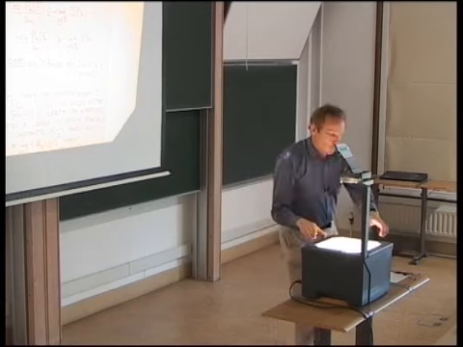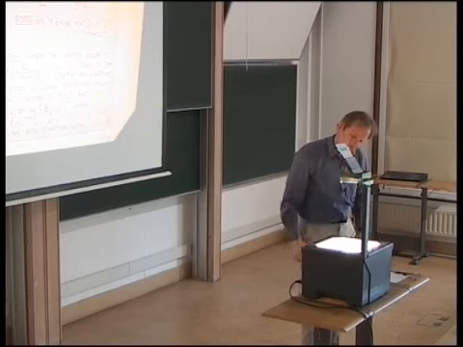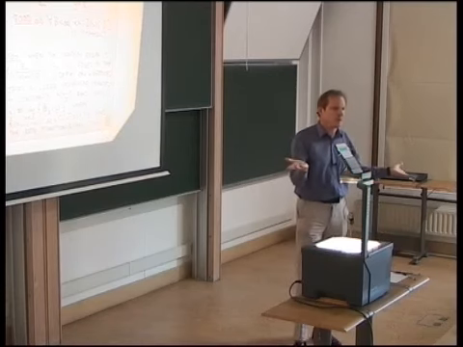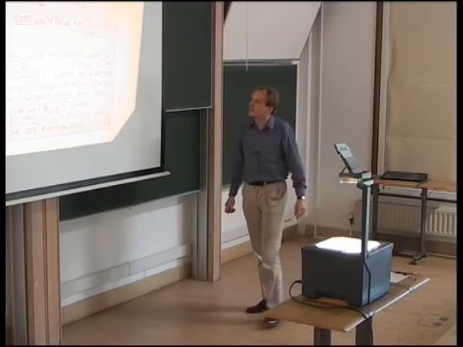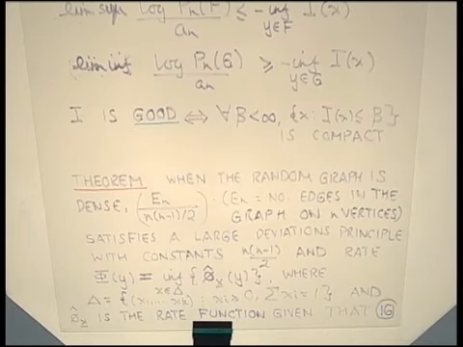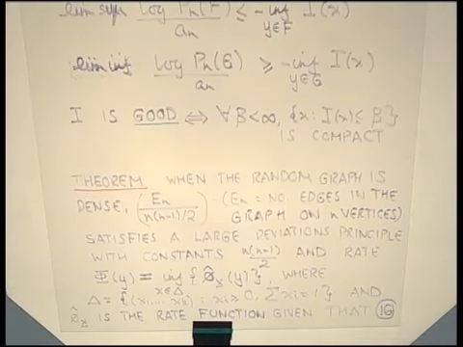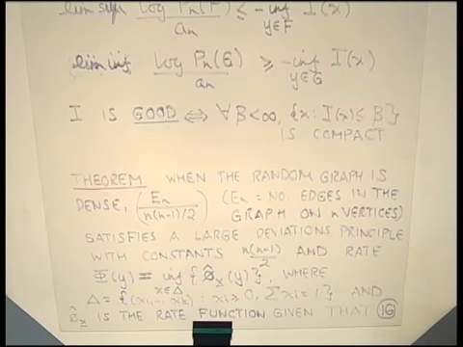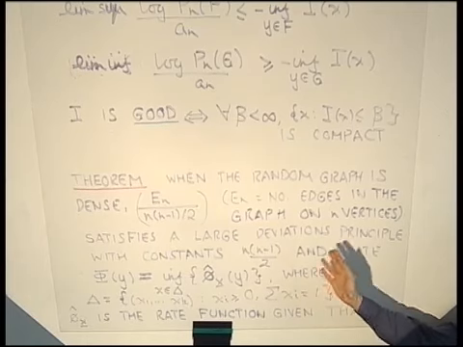Well, let's first of all state the result that we proved. When we're in a dense random graph, that is to say the probabilities, the p_ij's, are all constant, not decreasing with n, so to speak, we got a large deviation principle for the number of edges, and of course you divide by n minus 1 over 2. So you can say more or less explicitly what the rate function is.